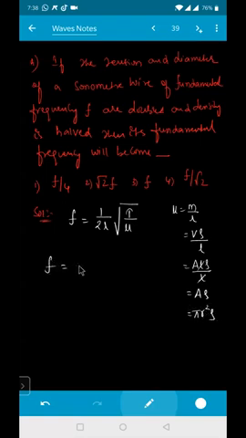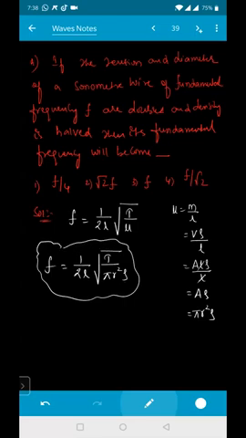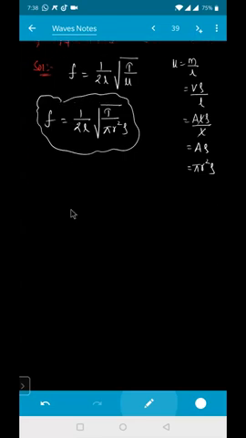So the frequency can be written as 1 by 2L under root of T divided by mu, where mu is equal to pi r square into rho. So this is the frequency formula in terms of density. Okay, is it clear? Now write the frequency of this one.